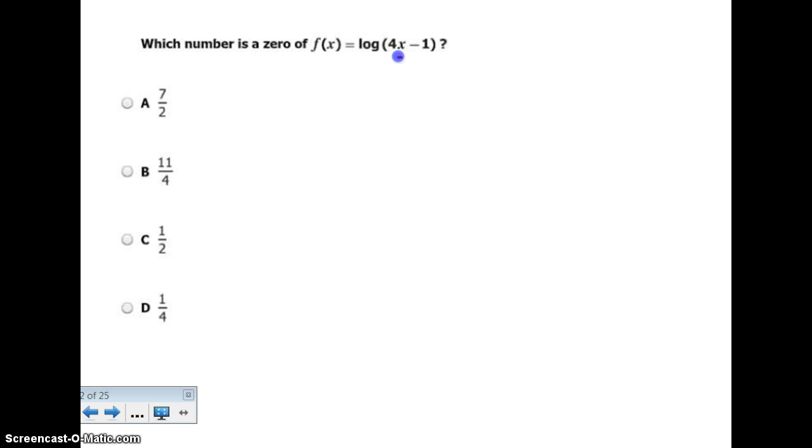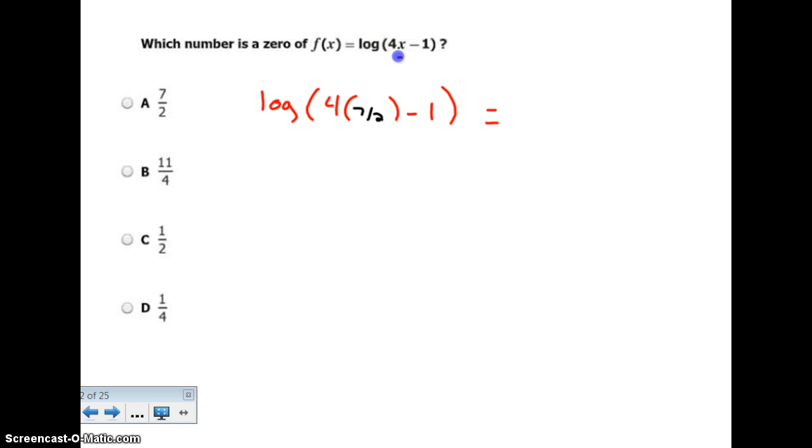So on your calculator, for the first problem, you're going to do log, and then 4. We're going to put 7 over 2 in place of x. And then you have minus 1. Okay? So you're going to hit enter, and you want to get 0. So go ahead and do that.